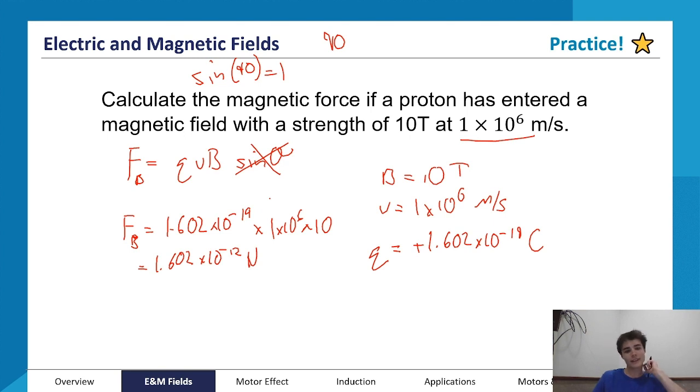Now, if we were given a diagram, we could figure out what the direction is. But in general, in a case like this where we haven't been given one, you probably don't need to include a direction.